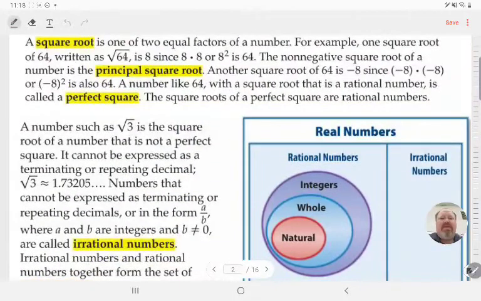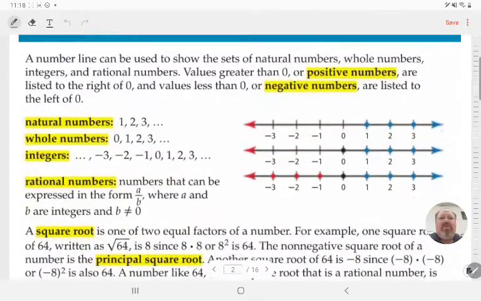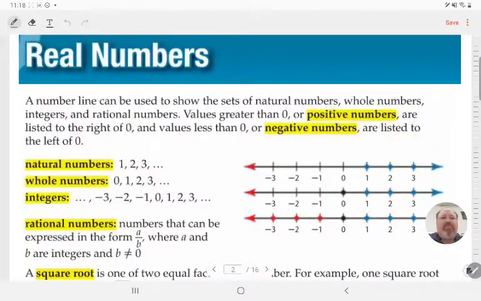Let's do a little review over real numbers. So remember, when you deal with real numbers, you have values that are greater than 0 or on the right side of the number line are positive numbers, and numbers that are less than 0 or on the left side of the number line would be negative numbers.